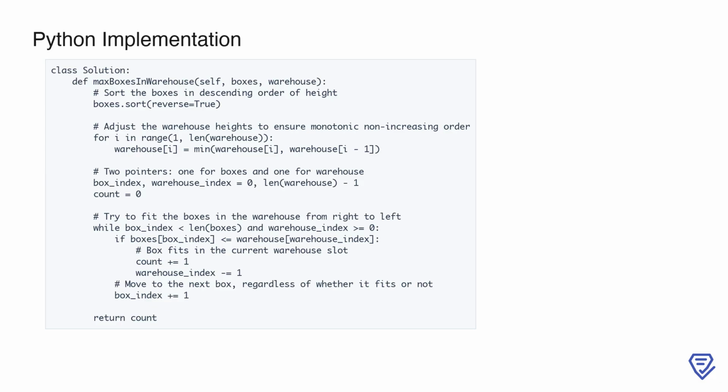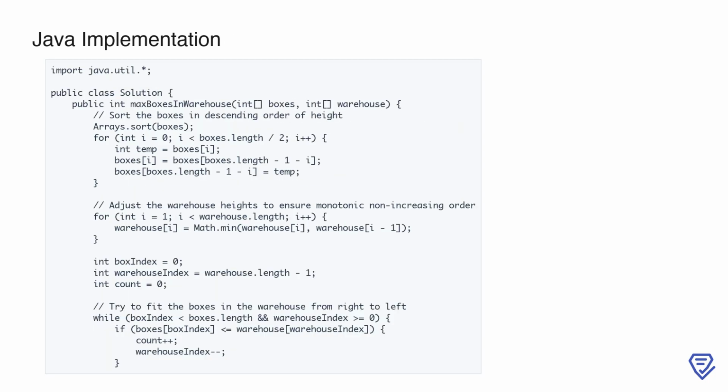Edge cases. If the boxes array is empty, the result is 0. If all boxes are taller than the warehouse's shortest room, no boxes can be placed. If the warehouse heights are uniform, the solution still ensures correct placement. This implementation is concise, efficient, and handles all edge cases effectively.